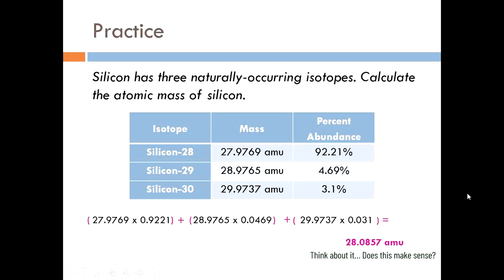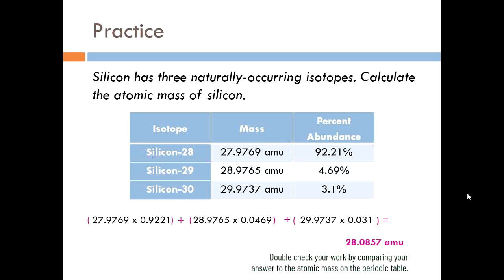So let's think about it. Does this answer make sense? We'll take a look at the percent abundances of each isotope. Which one is the most abundant? Silicon 28. In fact, it's 92%, right? And so does it make sense that the average atomic mass is closest to isotope 28? Yes, it does.